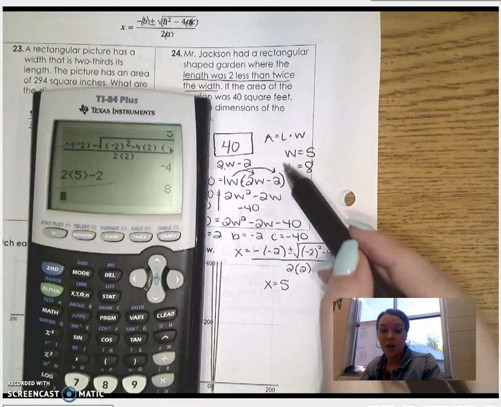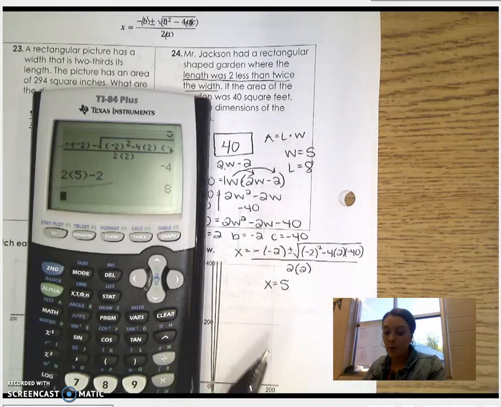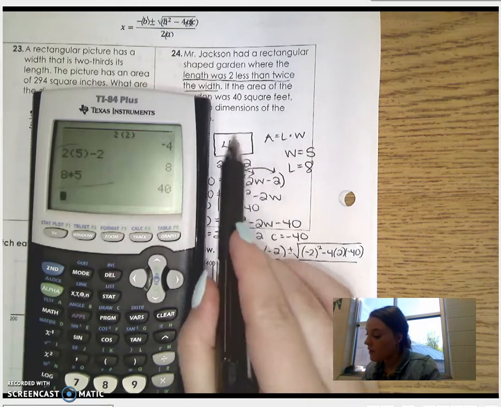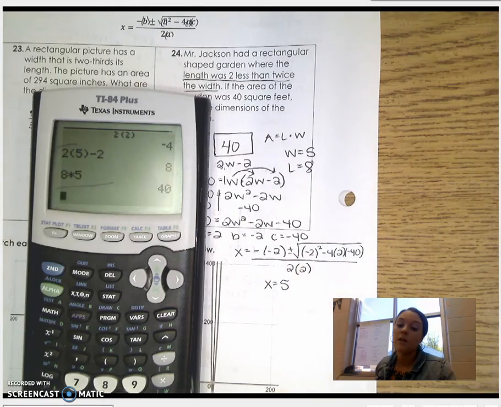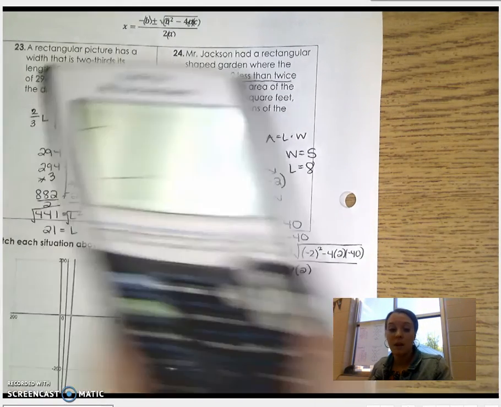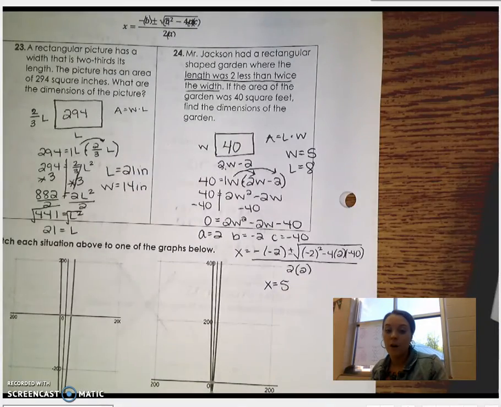And I could check that. I could do my length times my width, 8 times 5, and I get an area of 40. So always double check your work. Make sure you didn't make any small mistakes before you move on.